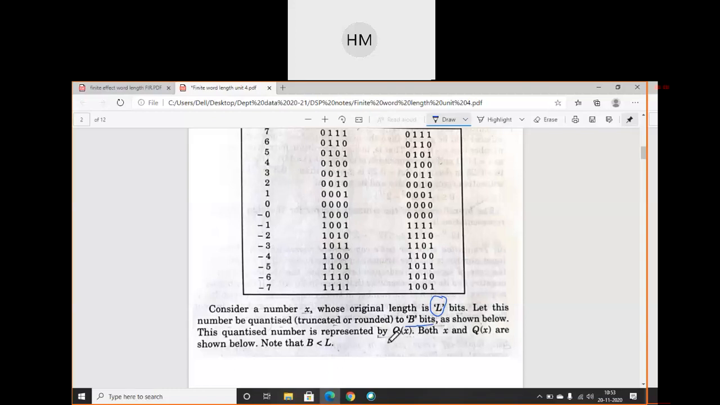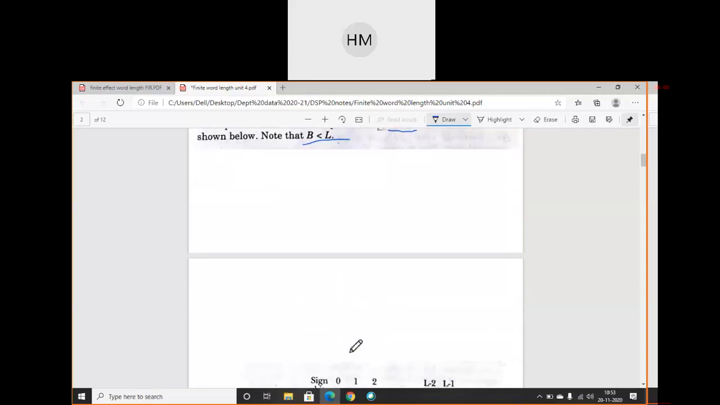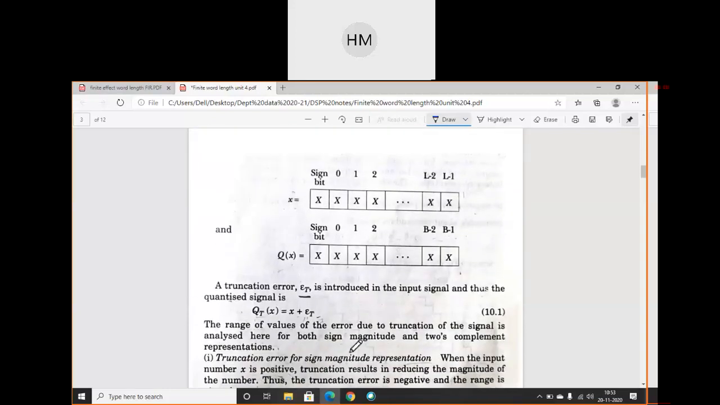The quantized number is represented by Q(x). This is my quantized number. Both x and Q(x) are shown below. Note that B is less than L. This condition we all know. That's why we are applying rounding off, because we have to reduce the original length of the data to store that data properly. So this is my x, the original number having length L. Now I applied quantizing or rounding off of the data and reduced it to B bits.